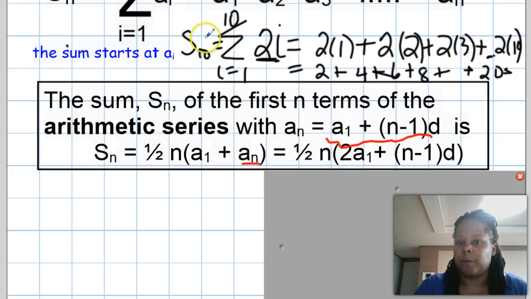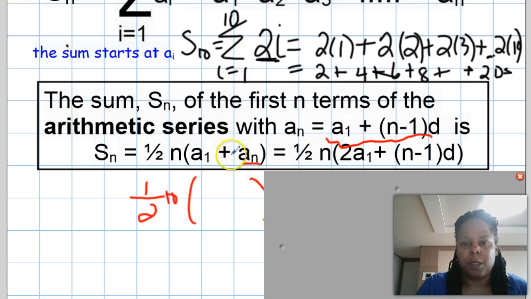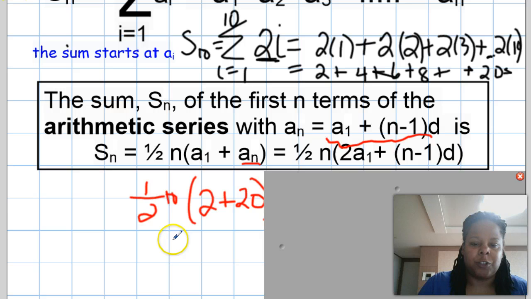So let's see if this works for the sums from 1 to 10. So 1 to 10, well, those are 10 numbers, so 1/2 of 10 is, of course, 5. And then I multiply that by the sum of the first number, which in my case was 2 for this situation, and then the last number, which was 20. Okay, so we get 22 times 5, and that is 110.